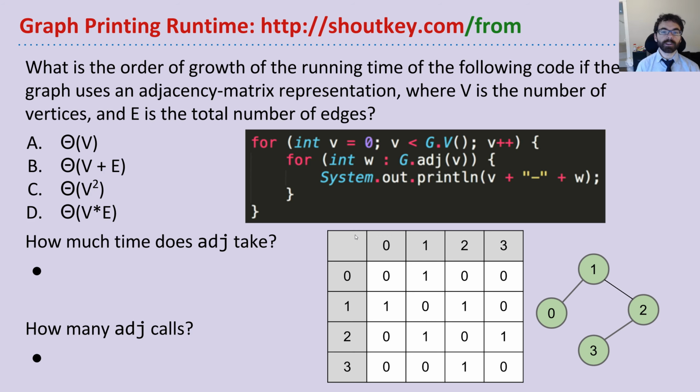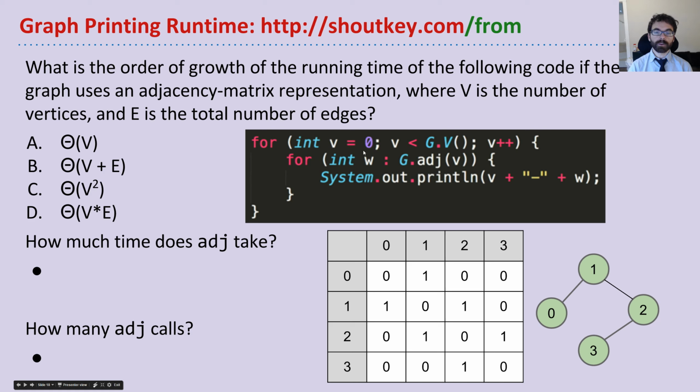And so to make that more concrete, I have a question I'd like you to ponder, which is suppose we write code that prints out the graph. So what it does is it says, we're going to start from vertex 0, go up to the last vertex, and then for each vertex adjacent to vertex v, we'll print out v plus dash plus w, which basically will just print out all the edges in the graph.